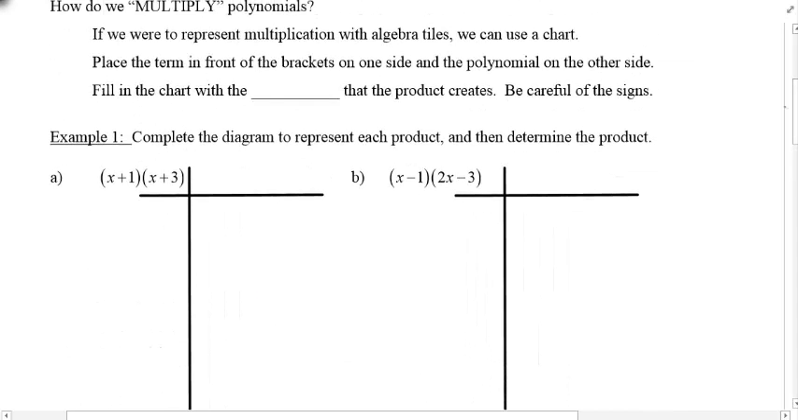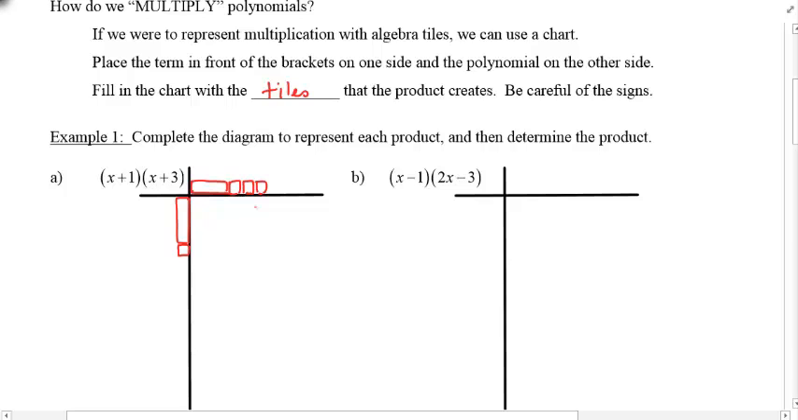Fill the chart with the tiles that the product creates. And please be careful of the signs. Once again, positives are white, negatives are dark. Okay? Here we go, x plus 1. So x is the rod, plus 1 is the one small square. x plus 3, that's an x with the rod, and then 3: 1, 2, 3.